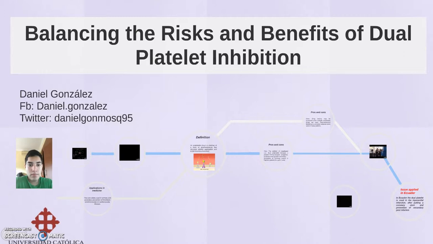So, in conclusion, aspirin can be used to reduce the risk of cardiac ischemic events, but with the use of clopidogrel they can prevent these more effectively than with aspirin alone.